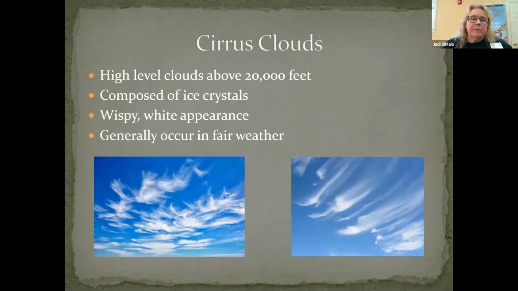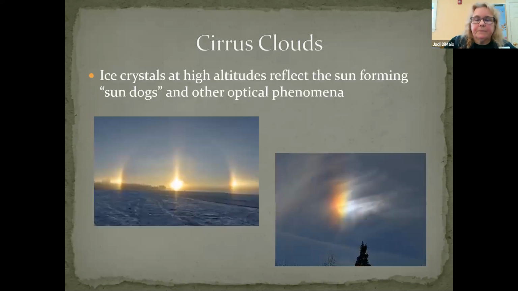So we're going to talk first about cirrus clouds, which are my personal favorite. They're high-level clouds, usually above 20,000 feet, and they're composed of ice crystals, which is important in some of the stuff I'll show you. They have a very wispy white appearance and generally occur in fair weather. This is why they're cool.